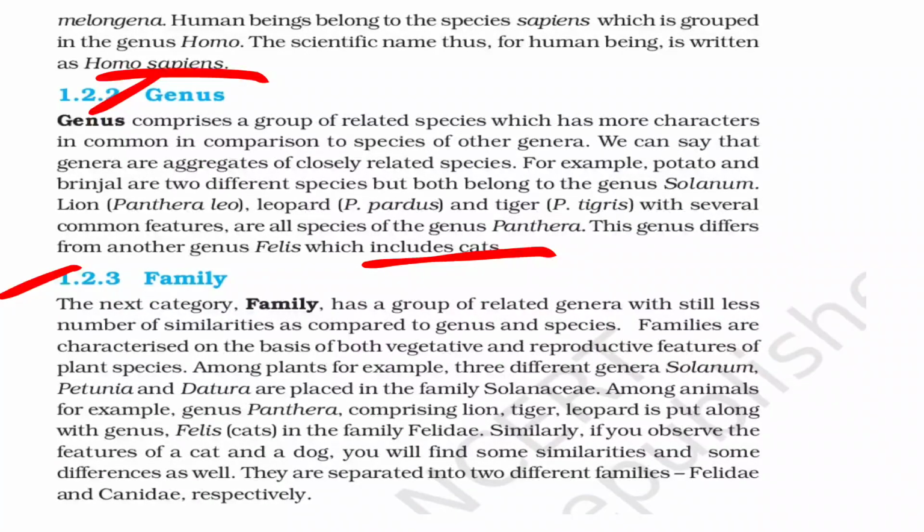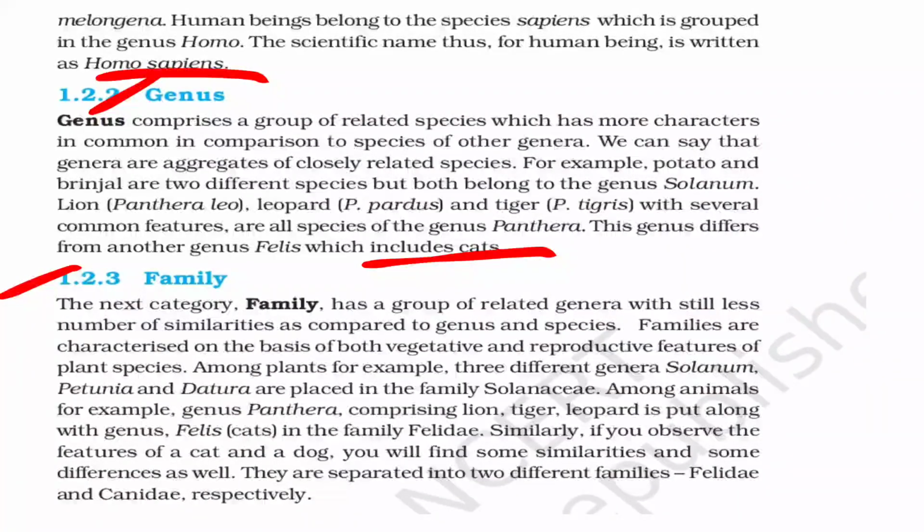Now the family. The next category, family, has a group of related genera with still fewer similarities as compared to genus and species. Families are categorized on the basis of both vegetative and reproductive features of plant species. Among plants, for example, three different genera, Solanum, Petunia, and Datura, are placed in the family Solanaceae.